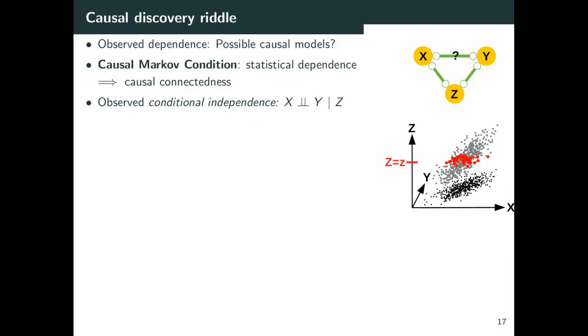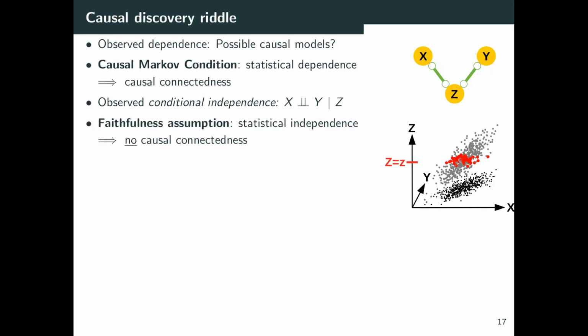If you're now happy to remove this link because you say, well, there's no statistical dependence, so how can there be some causal connection that is not due to Z? If you are happy to accept that actually there cannot be a direct causal relation between those two, then what you made is the faithfulness assumption. Namely that statistical independence implies that there's no causal connectedness. So this is basically the other implication of the causal Markov condition, the other direction.